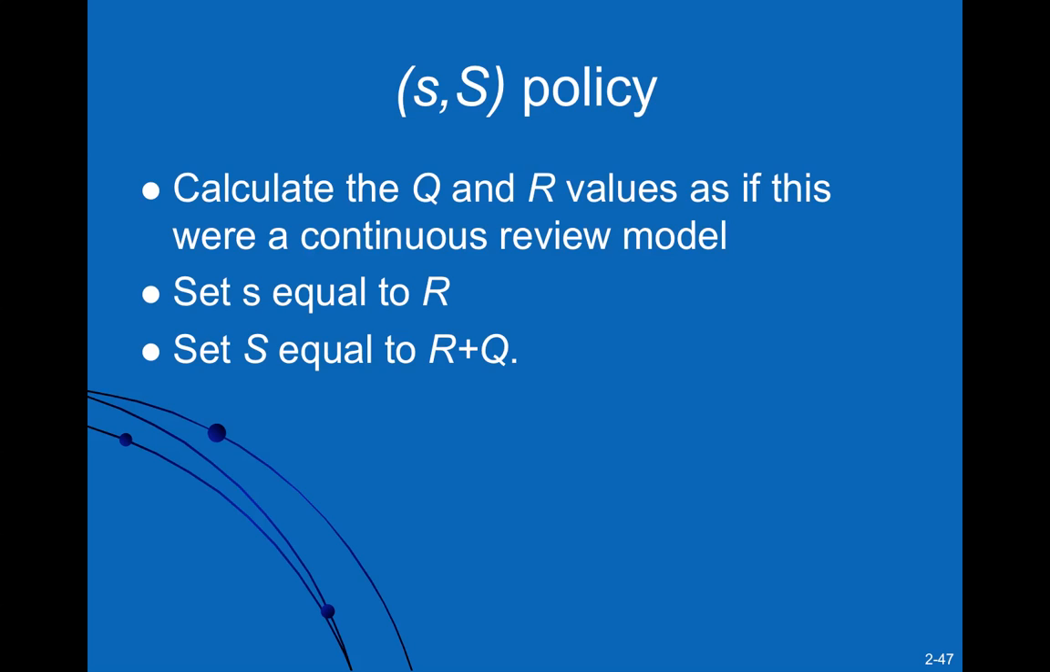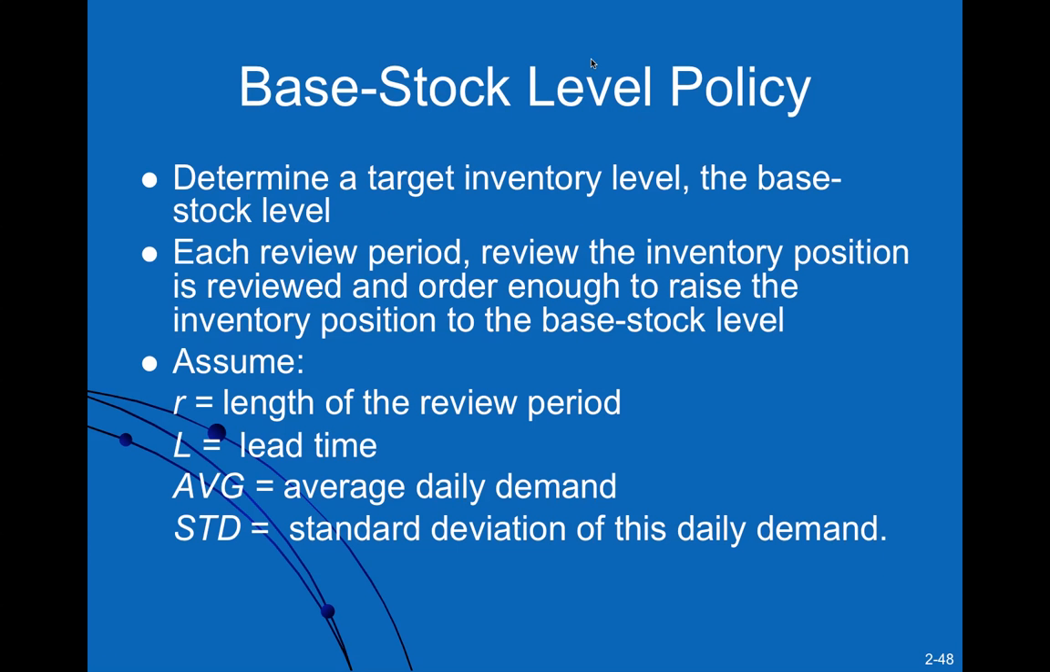That's how you could take a continuous review model and transform it into a periodic review model. Once you calculate Q and R, then R becomes your small s and Q plus R becomes your large S. And what would happen in this case is that the review period would be the length of a cycle, which is Q over D. That's the length of a review period in this case.